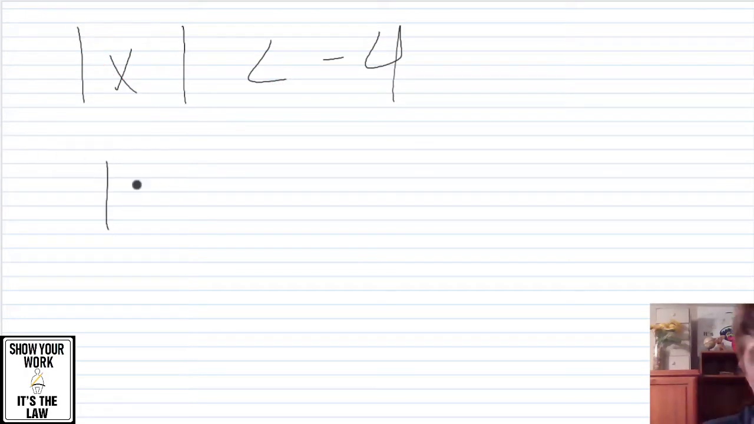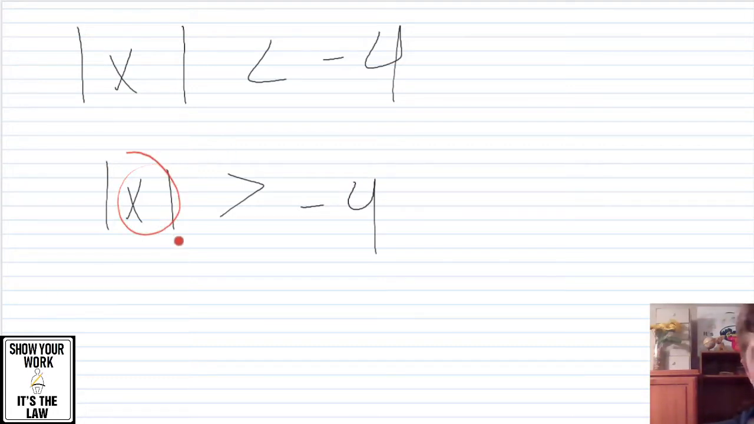And let's also think about the absolute value of x is greater than negative 4. Well, what value of x will make this statement true? All values of x. If we put in negative 10, it becomes positive 10. 10 is greater than negative 4. If we put in 13, 13 is greater than negative 4. So these are two special cases.